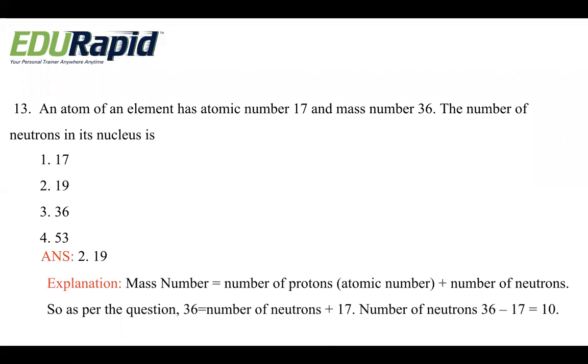Yes, mass number is equal to the number of protons, the atomic number, plus the number of neutrons. So as per the question, 36 is the number of neutrons plus 17. So the number of neutrons is equal to 36 minus 17. That is 19.